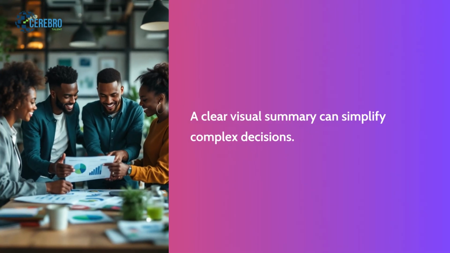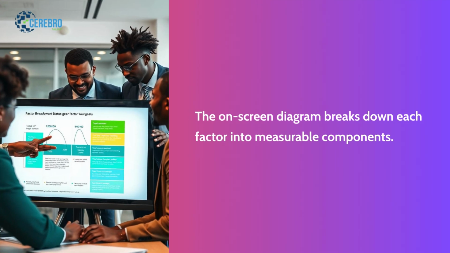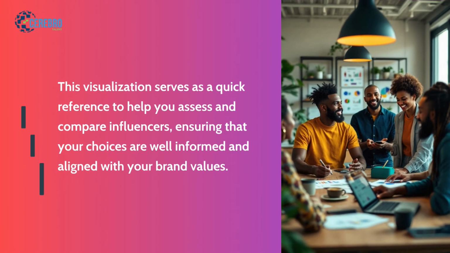A clear visual summary can simplify complex decisions. In this scene, we present a comprehensive chart that compares key influencer criteria: audience demographics, engagement rates, and authenticity. The on-screen diagram breaks down each factor into measurable components. The narration explains how to interpret each section of the chart, emphasizing the balance between qualitative and quantitative insights. This visualization serves as a quick reference to help you assess and compare influencers, ensuring that your choices are well-informed and aligned with your brand values.